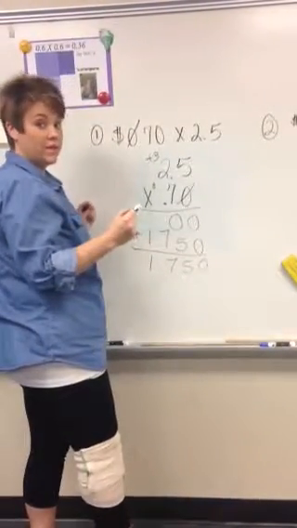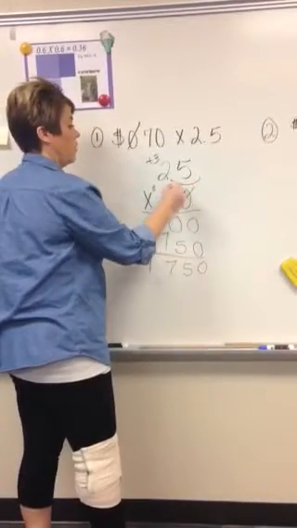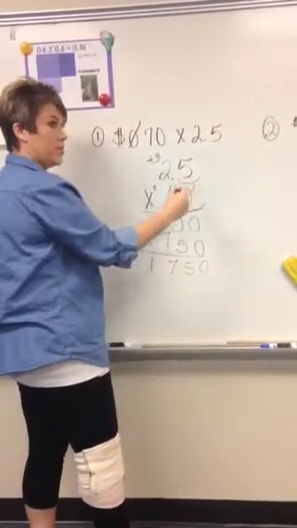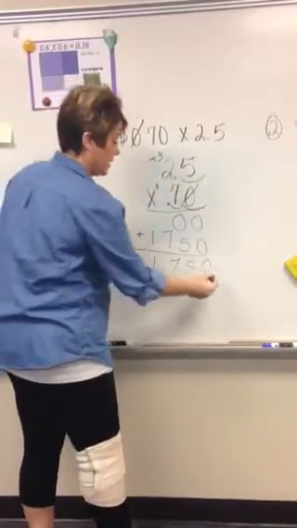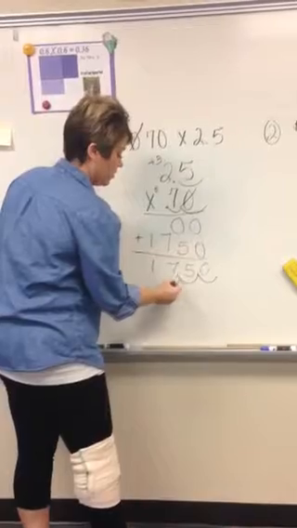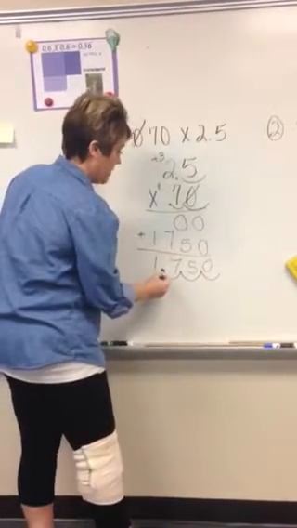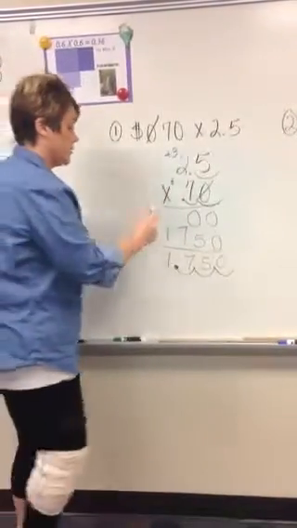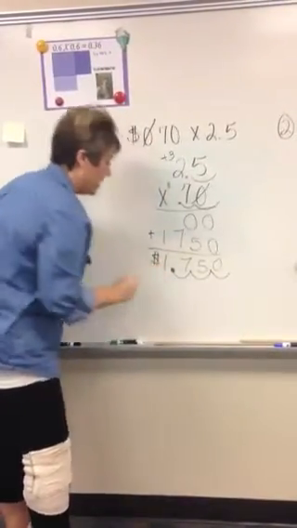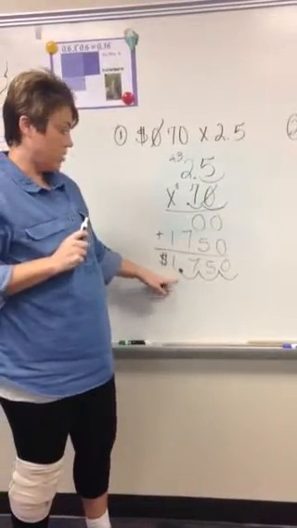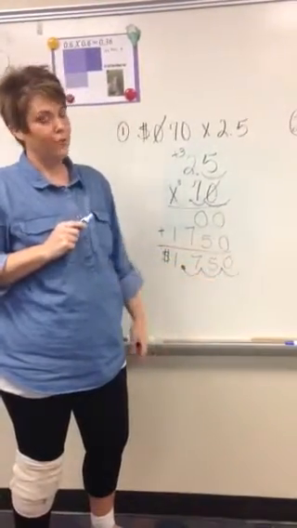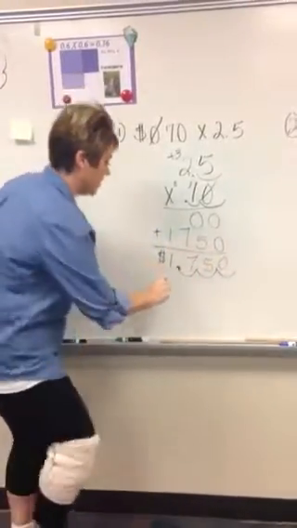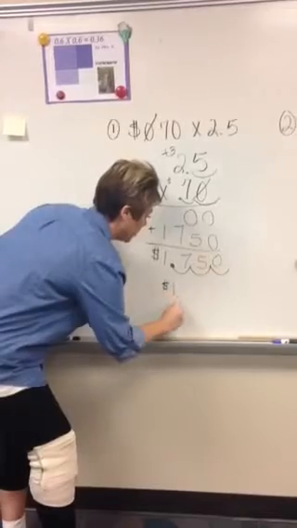Now I need to count my decimal places. 1, 2, 3. 3 decimal places in the problem means 3 decimal places in the answer. 1, 2, 3. Okay? Now that I've put my decimal point, the next thing I need to do is bring down my dollar sign. Has anybody ever heard of $1 and 750 cents? No. That's because it has an extra 0 on the end that we don't need. So my final answer is actually $1.75.